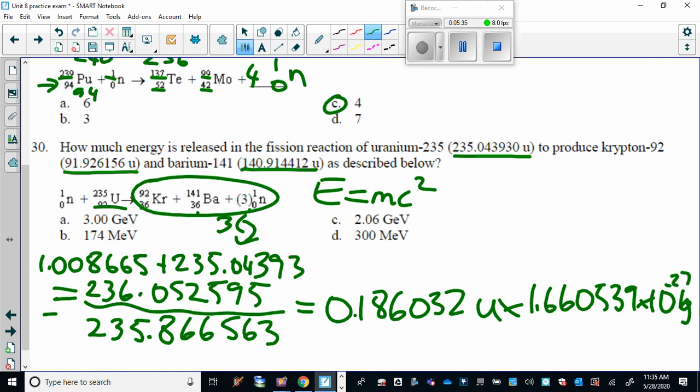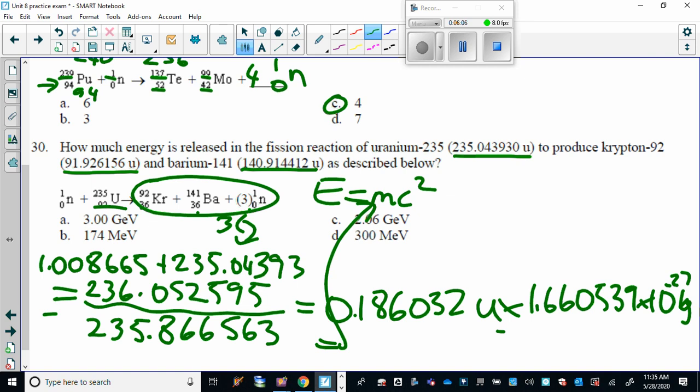I think actually on your formula sheet it's just 1.66, but if you multiply it by that number, 1.660539 times 10 to the negative 27 kilograms, you'll get the answer in kilograms. And then whatever that answer is, plug it in right there, multiply by the speed of light, square it, and you're going to get your answer in joules. Did I do that?